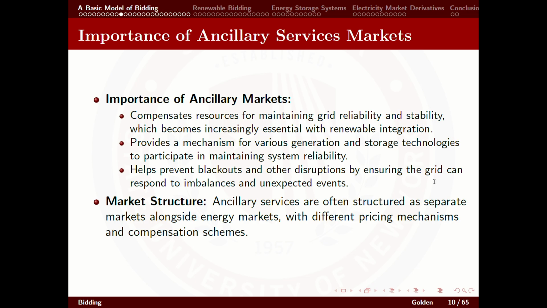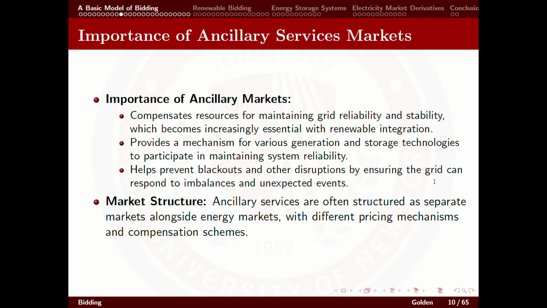And ancillary service markets are very important. They compensate resources providing essential services to maintain grid reliability and stability, and this has become increasingly essential with renewable integration. This provides a mechanism for various generation and storage technologies to participate in maintaining system reliability, and it really helps prevent blackouts and other disruptions by ensuring the grid can respond to imbalances and unexpected events.